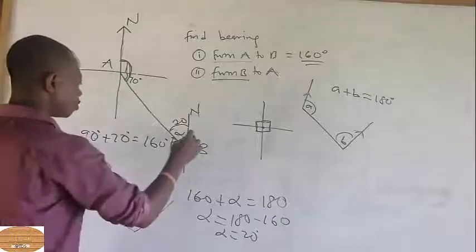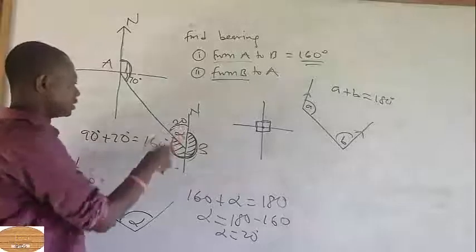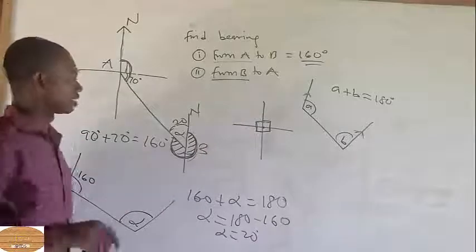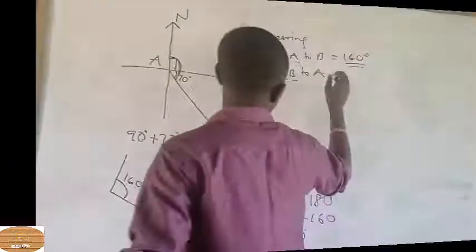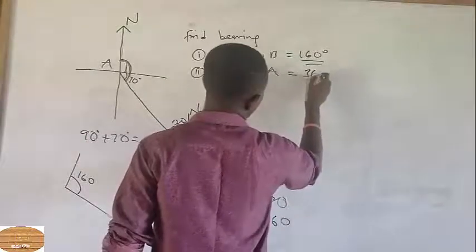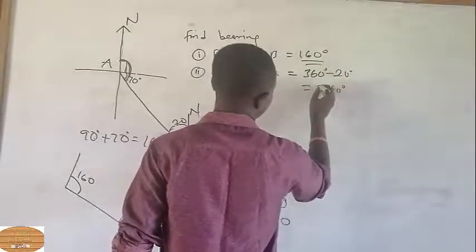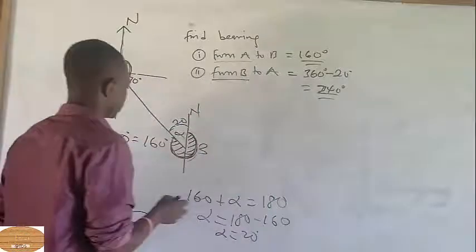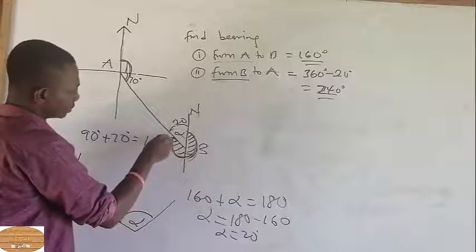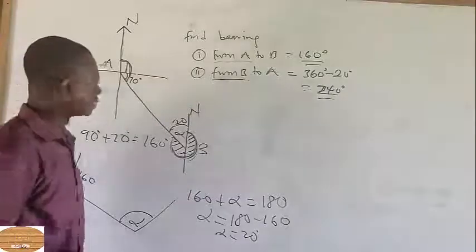And we know the angle at the point from this side to this side is 60 degrees. So if you know this side to be 20, it means you are going to subtract it from 360, because they are going to count bearing from B to A. So from B to A is 360 degrees minus 20 degrees, which is 340 degrees. So 340 plus 20 gives you 360 degrees. Alright, so that's the first example.